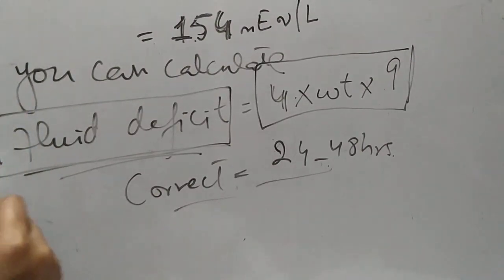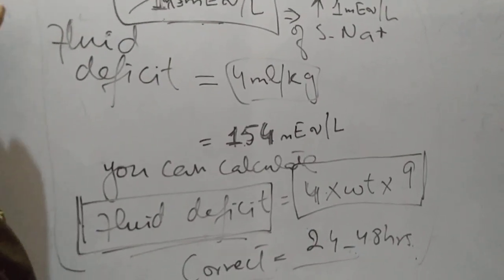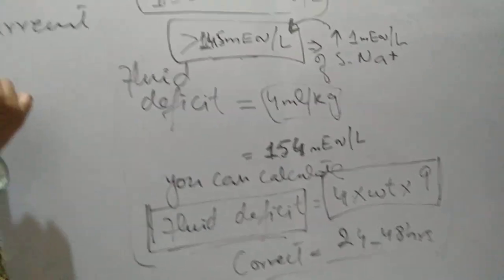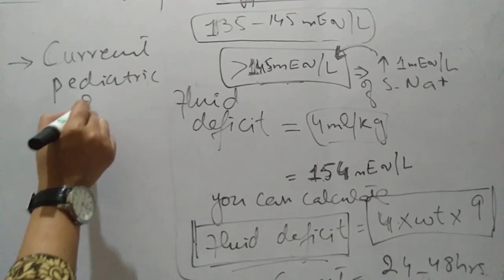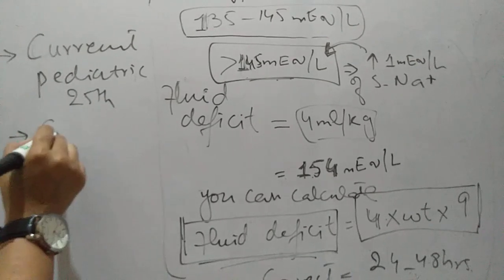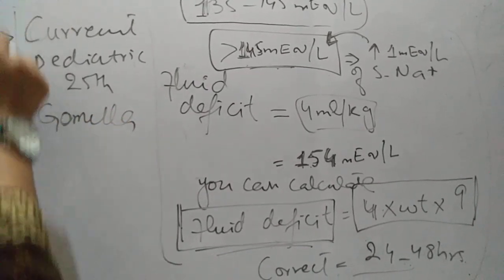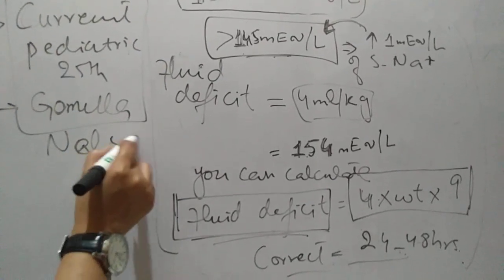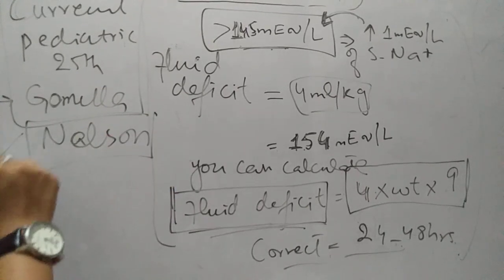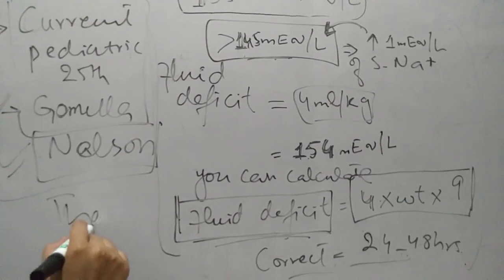These formulas are written in Current Pediatrics, 25th edition, Gomella. You can all follow it, and the multiple causes are given in the table of Nelson. You can see and correct from all these references. That's it. Thank you very much.